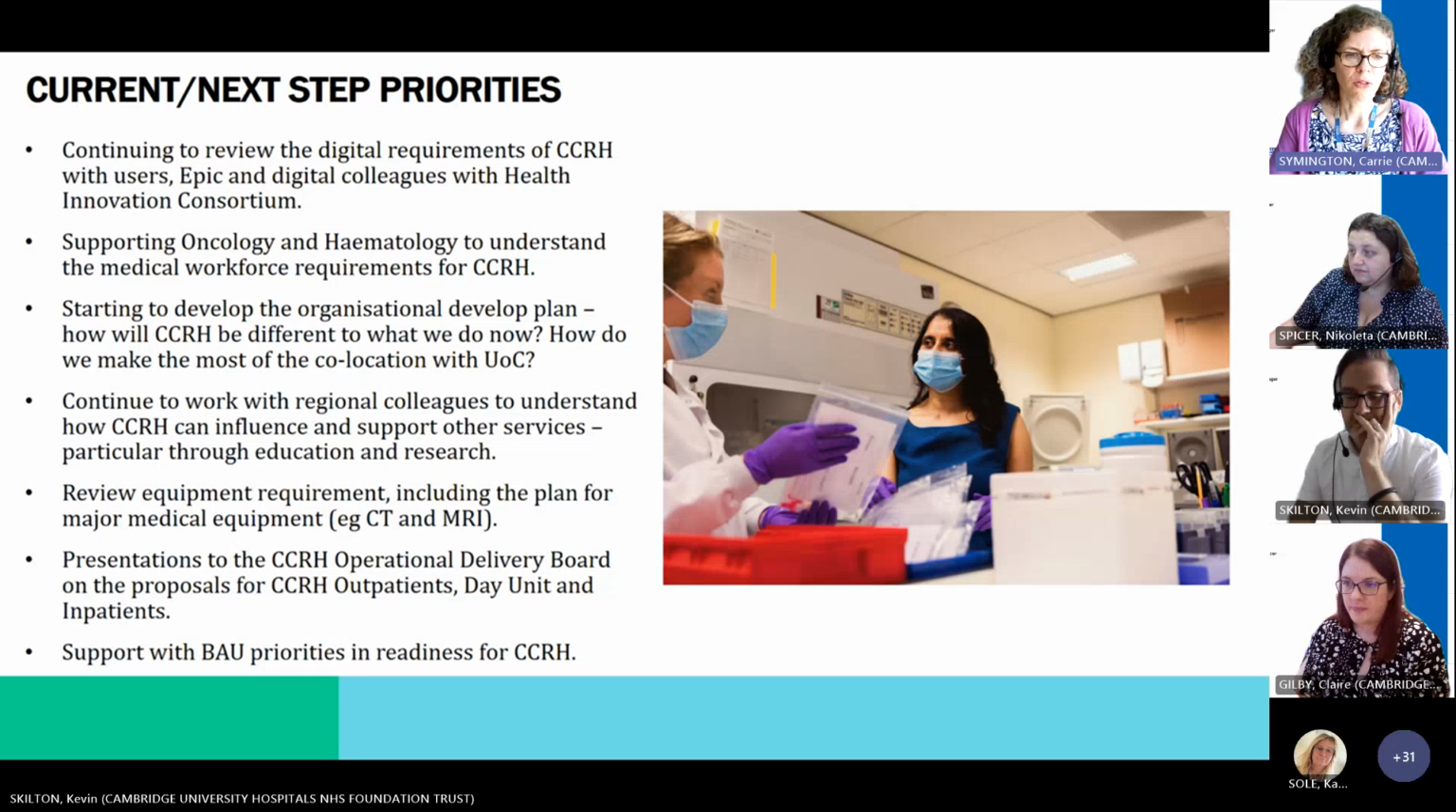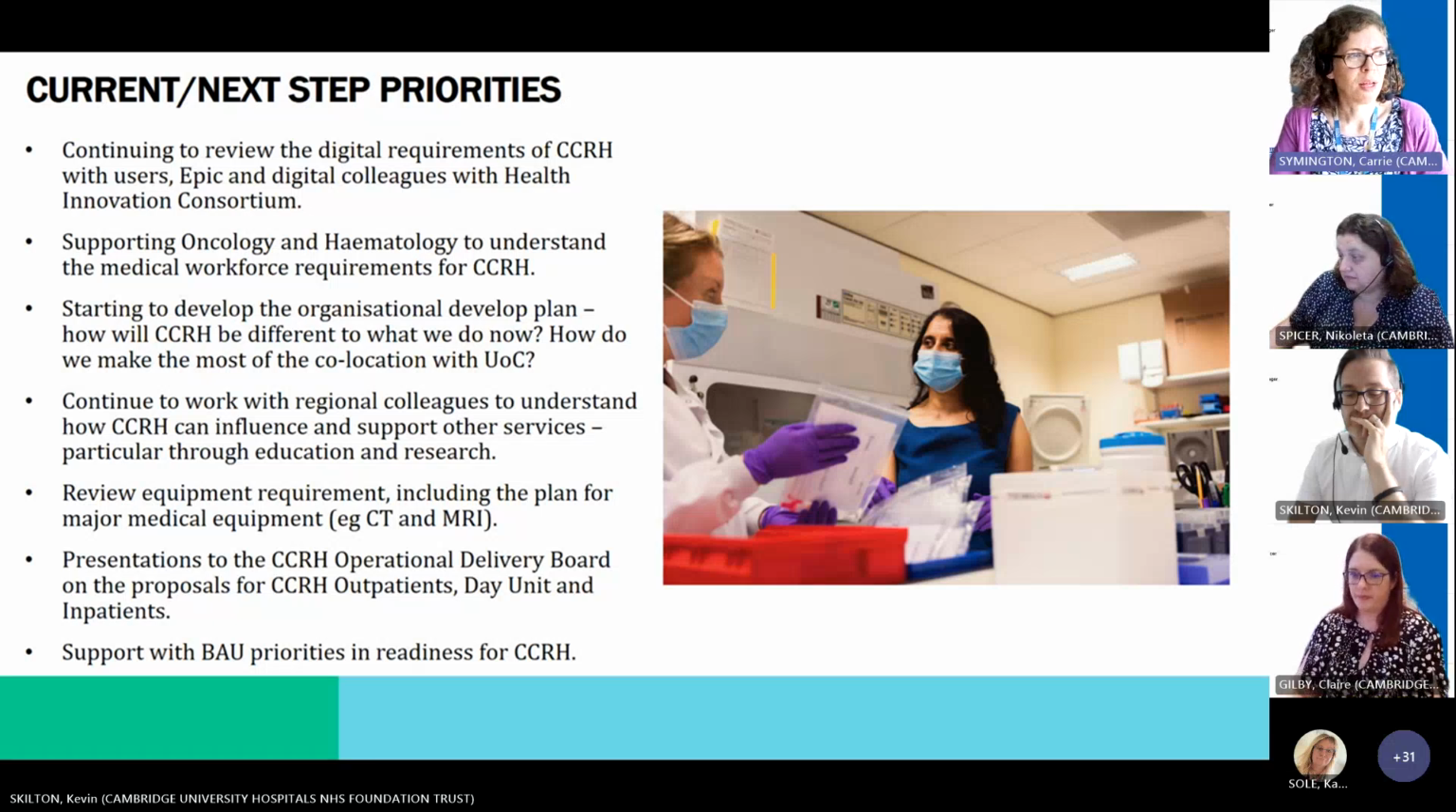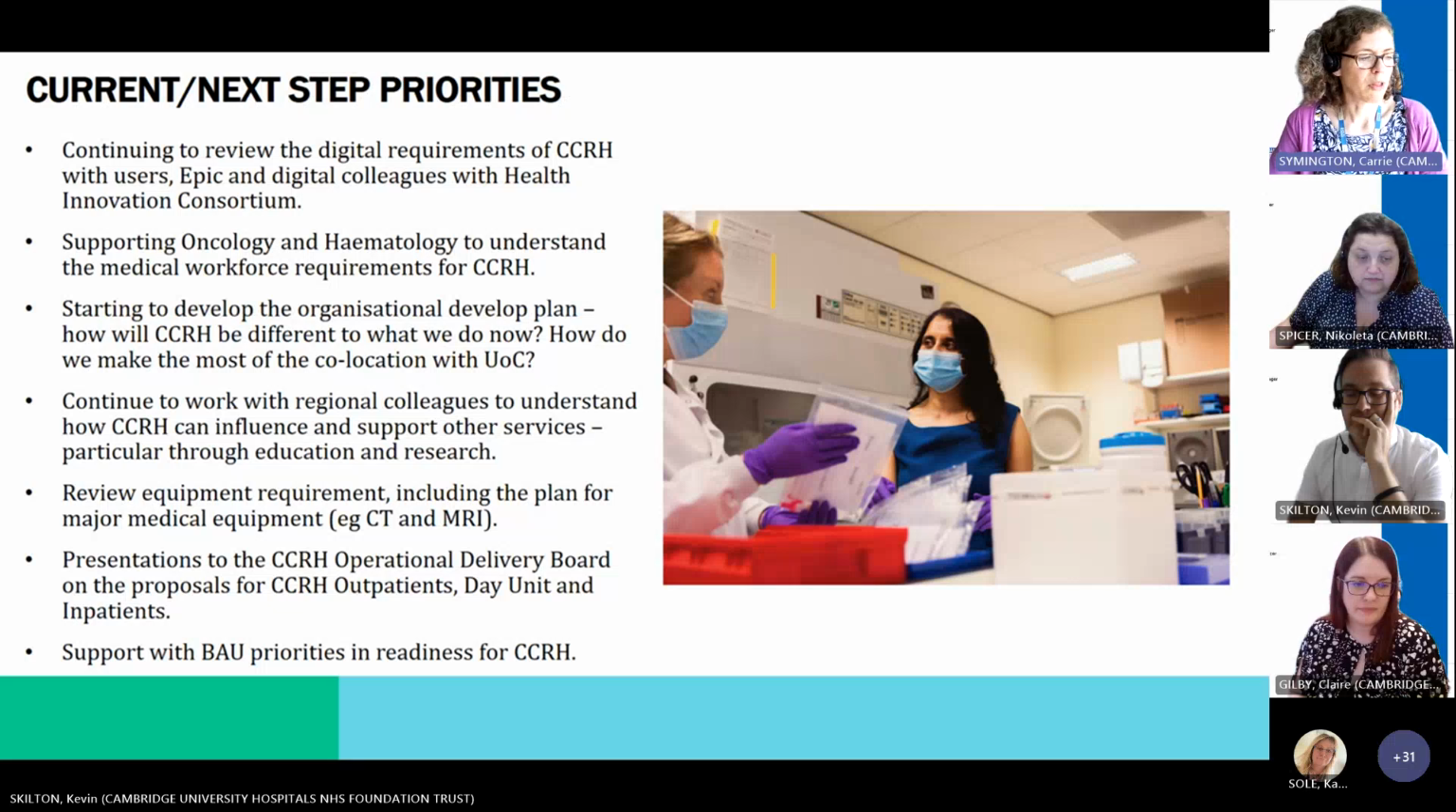Highlighted about the organisational development plan. We've got a big piece of work to start around how do we think this building will feel differently? How are we going to work in this building which is different to what we do now? One of the patients said, how are we going to work with the university so that we are family and not just neighbours? And I like that analogy. So what we really need to make sure that we make the most of our co-location with the University of Cambridge in this building, which will require us to do something in advance of moving in.